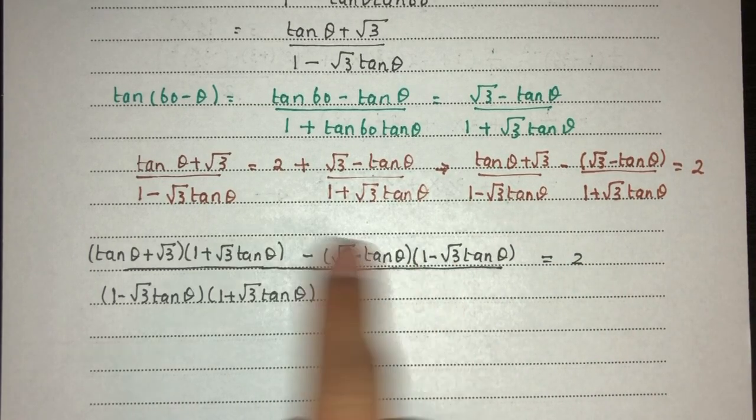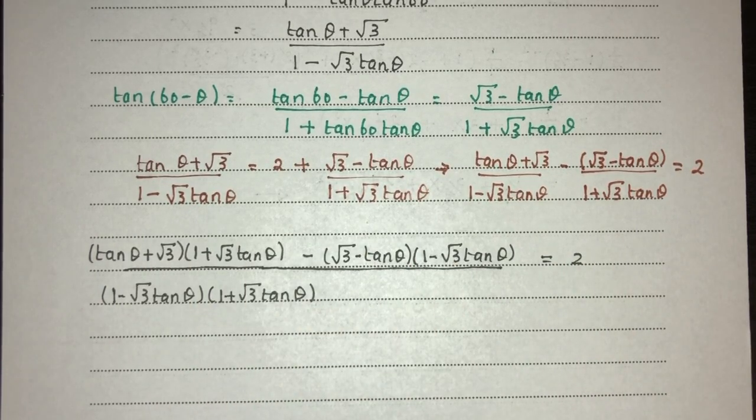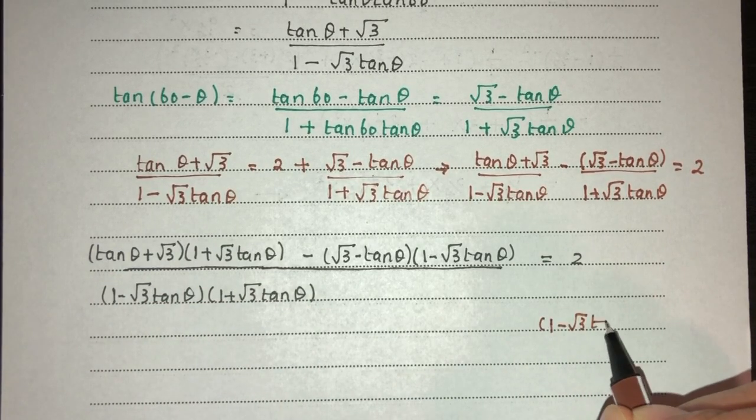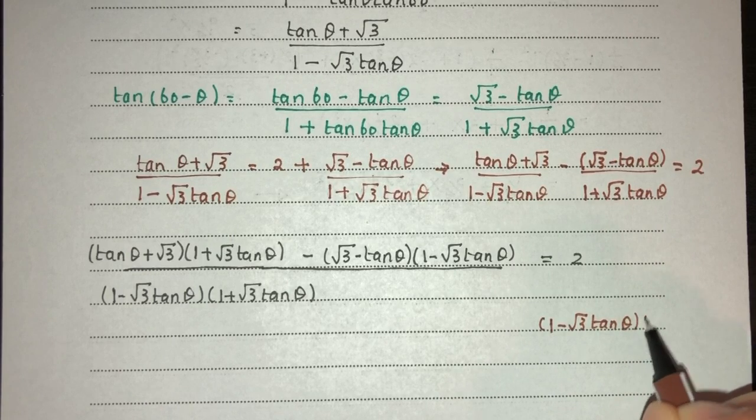So let's simplify one by one. So what is this going to be equal to? Let's do this on the side. 1 minus root 3 times this.